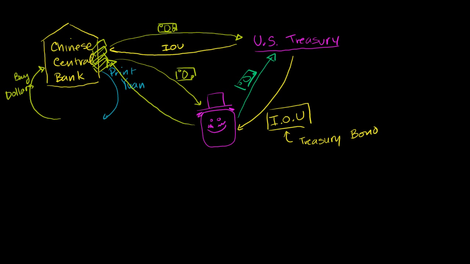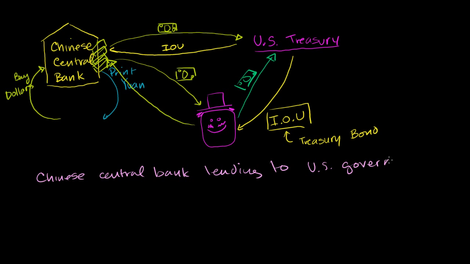that you have the Chinese central bank lending to the US government. It might be buying other assets, but the Treasury bonds and bills are really the main form of liquid asset they might be buying.